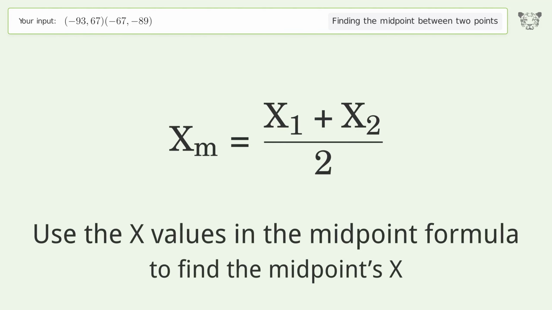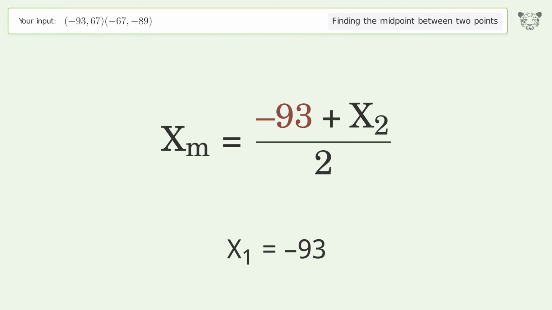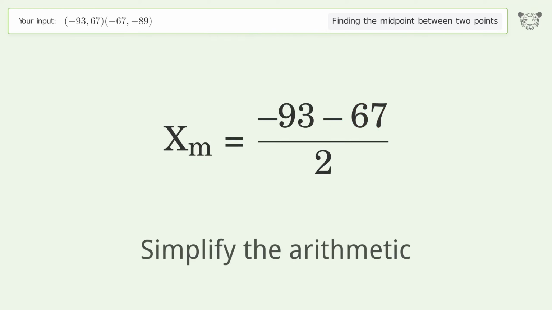Use the x values in the midpoint formula to find the midpoint's x. x1 equals -93. x2 equals -67. Simplify the arithmetic.